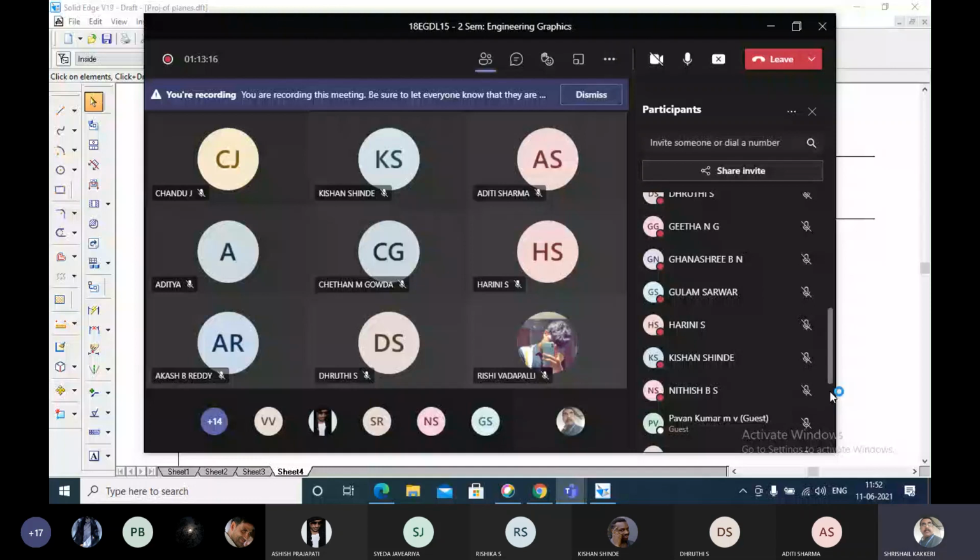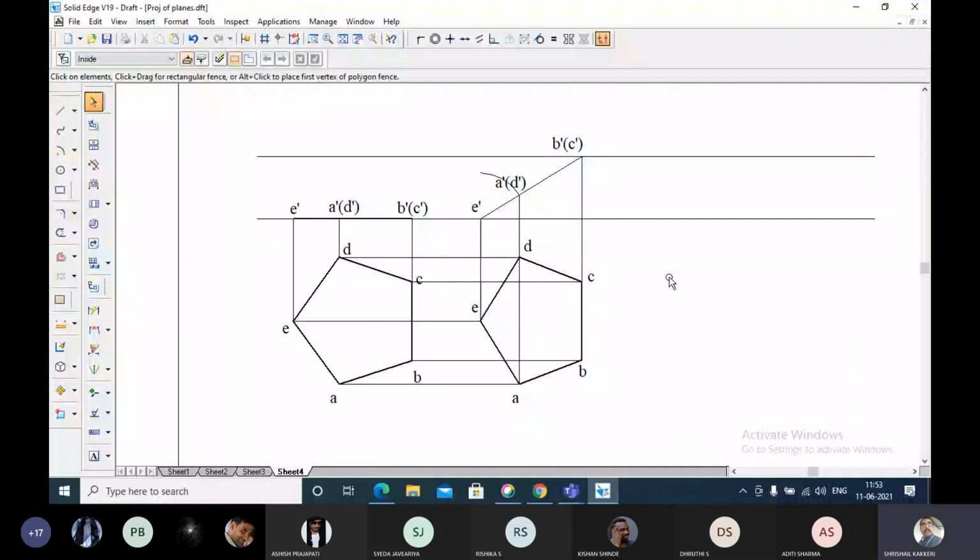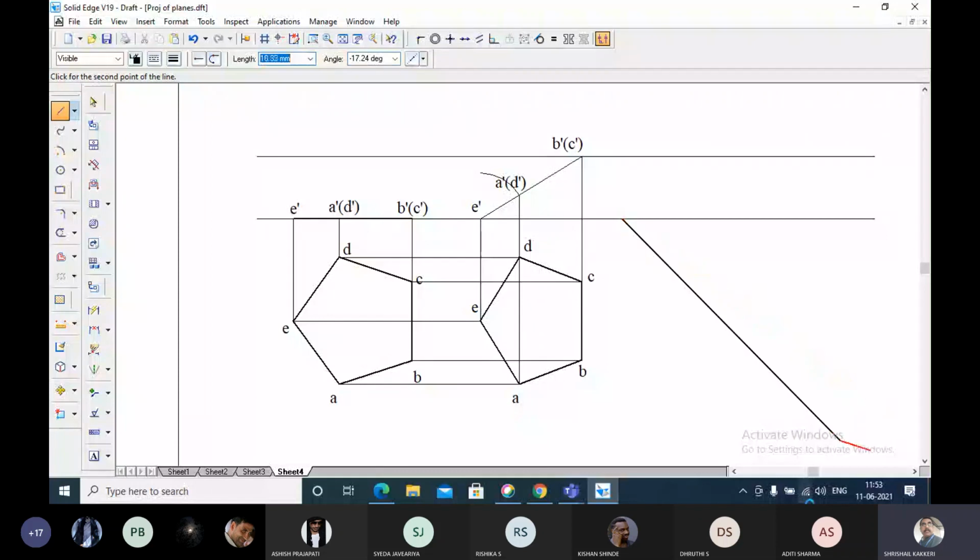Okay. The edge is making an angle of 45 degree. And they have not given us whether the edge is near the observer or away from the observer. It is left to you how you are going to take. It is inclined at an angle of 45 degree. This is 45 degree, minus 45 degree. I am going to take that. And this line should be normal.